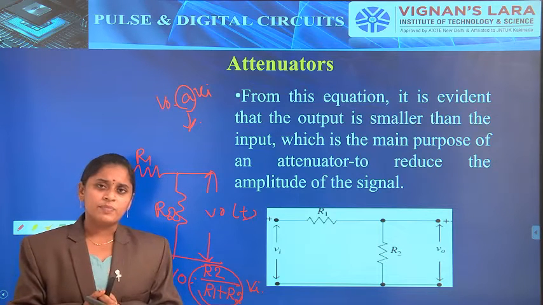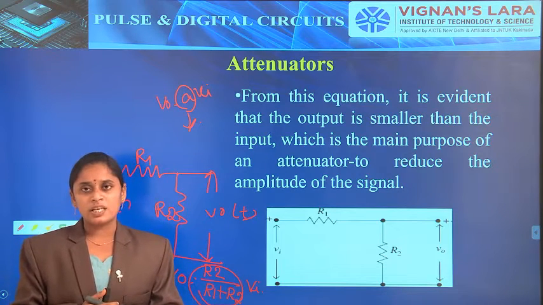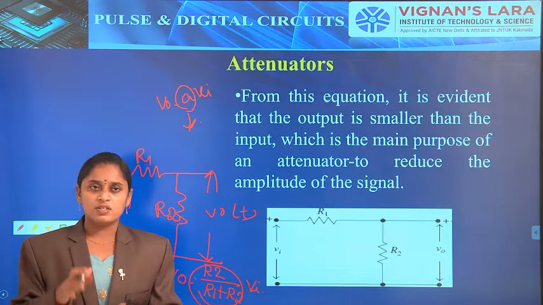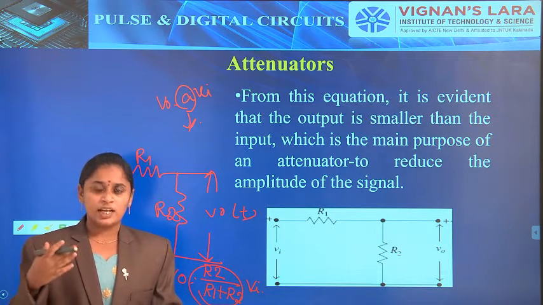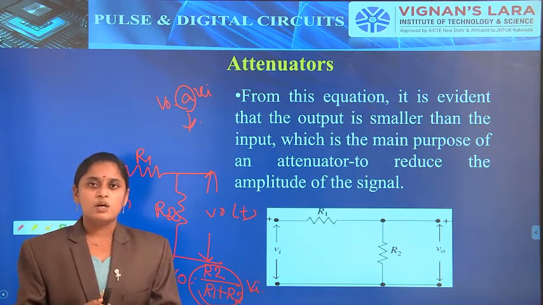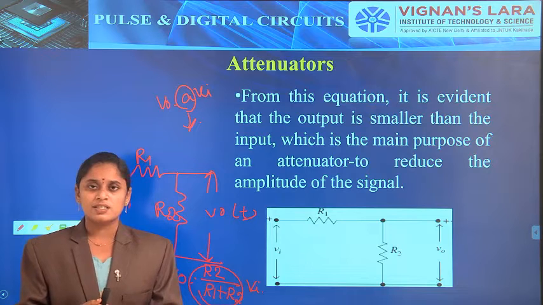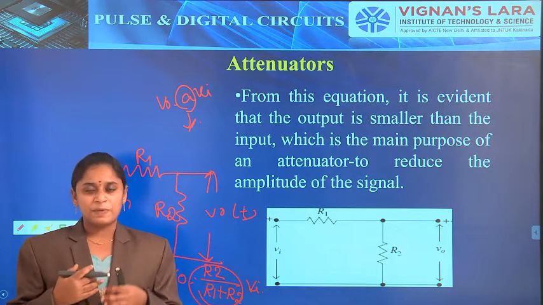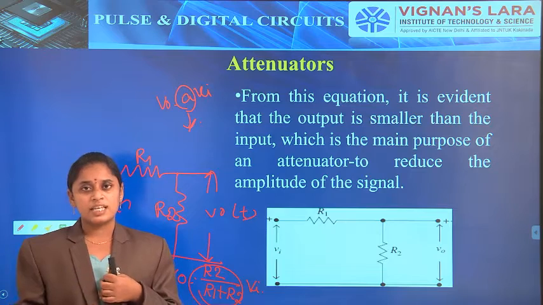So at this time, what happens? There may be a chance of producing a capacitor. Why? Because the attenuator circuit is connected to another circuit, and at this time it produces a capacitance. This particular capacitance is known as stray capacitance. Very important one: this particular capacitance is known as stray capacitance.